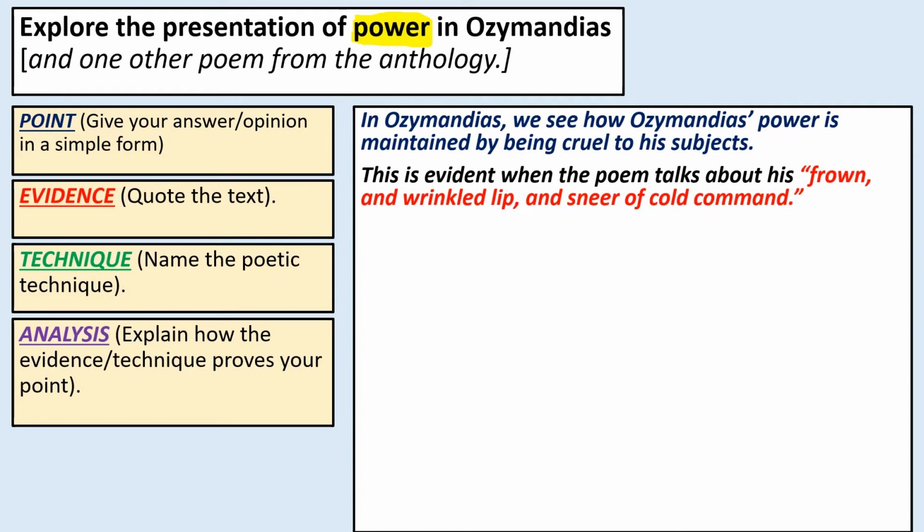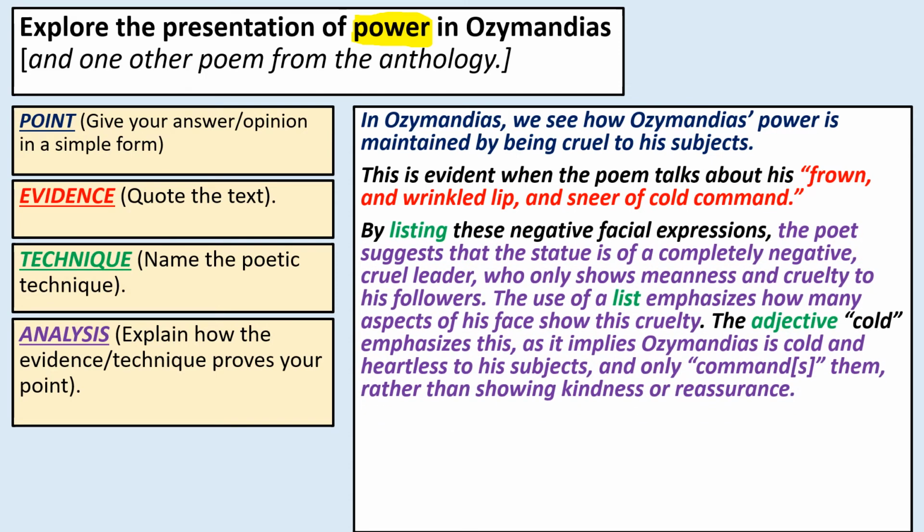We've got to join the dots here and show our working out, a bit like in a maths exam. And we'll weave in the techniques as we go on, as they come up. So by listing these negative facial expressions, the poet suggests that the statue is of a completely negative, cruel leader who only shows meanness and cruelty to his followers. The use of a list emphasizes how many aspects of his face show this cruelty.